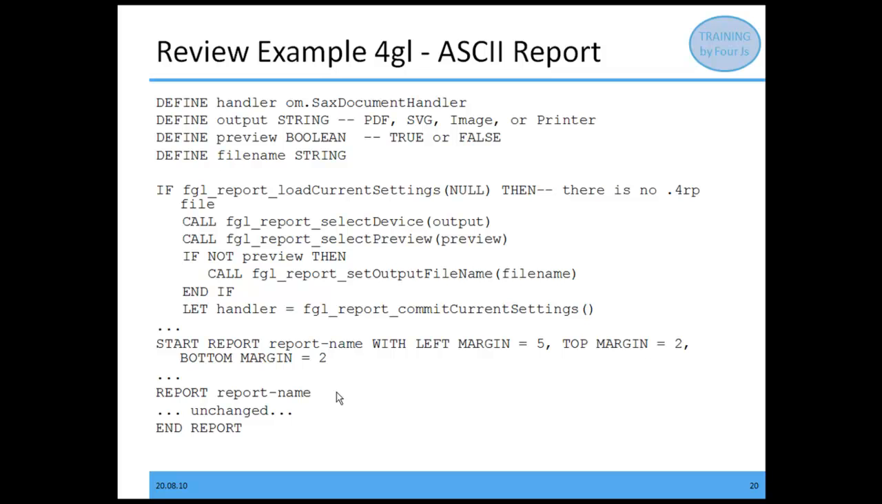And this is taking your ASCII report as it exists prior to introducing Report Writer and then changing it just using the load current settings and the commit current settings by passing in a null value so that it's printed out through the report engine.